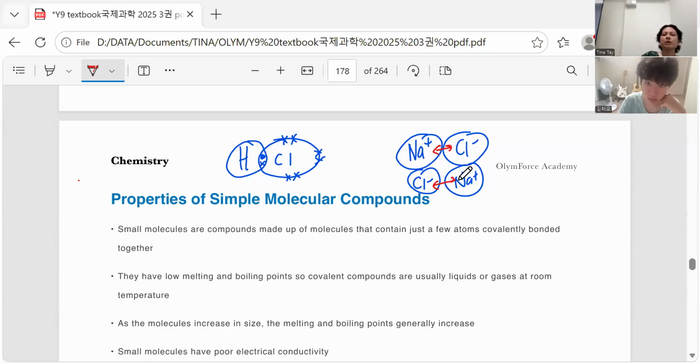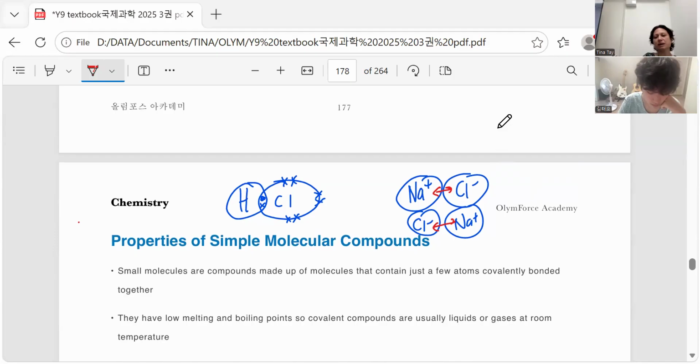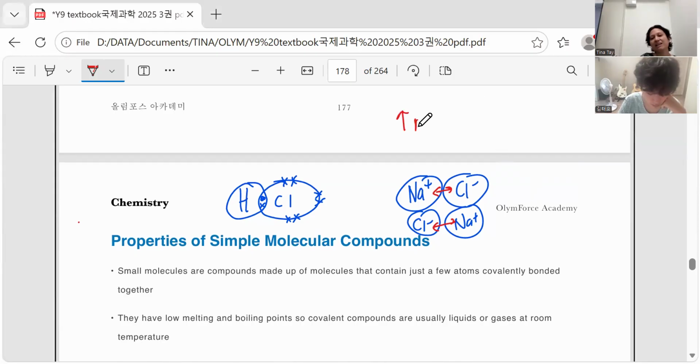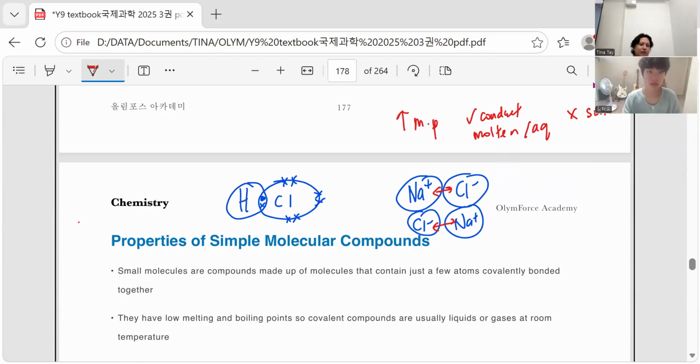Okay, so what happens is we already talked about ionic compounds properties last week. They have high melting point and they can conduct electricity, but only when it's molten or dissolved in water, called aqueous, but cannot conduct when it's solid. And then we learned why. It cannot conduct because in solid the ions are not moving, in molten the ions are moving.